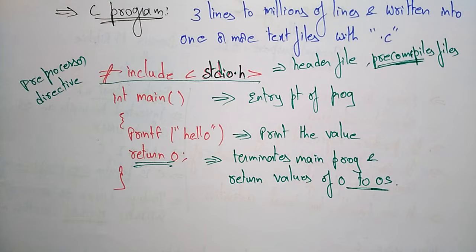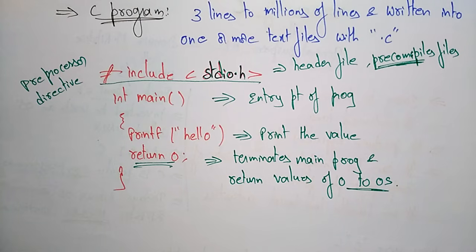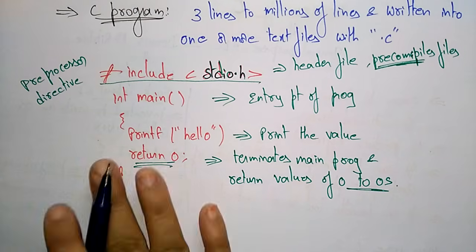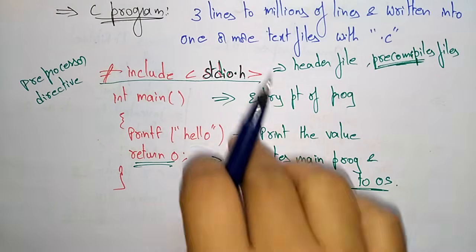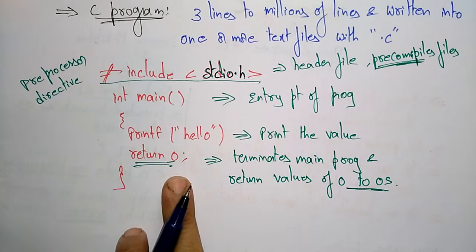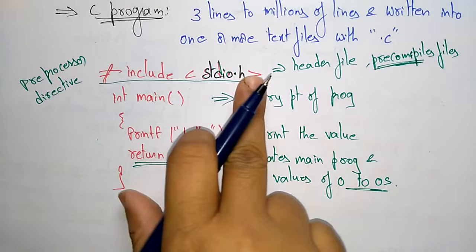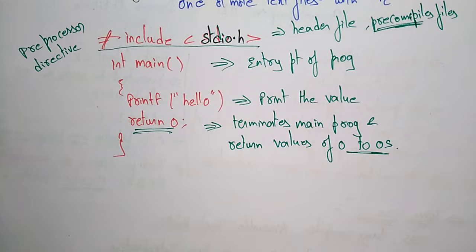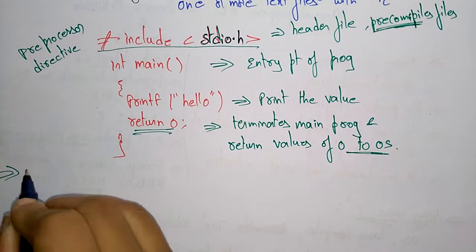Whenever the operating system receives the signal 0, it means the program is over. If any error or disturbance occurs in the program, a value of 1 will be returned to the operating system. That may be a hardware problem. Okay. So this is a simple program, and this is the information related to main, printf and the preprocessor directive. So let us see how the program will run, the running of a C program.